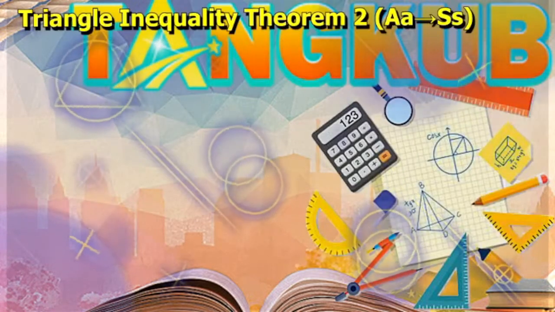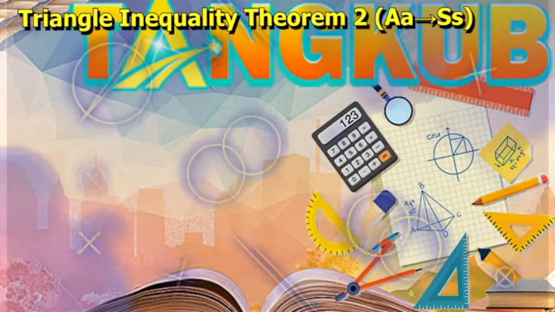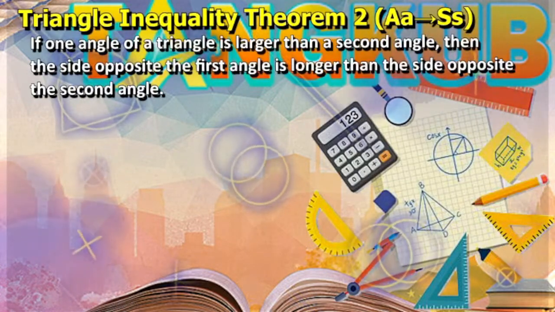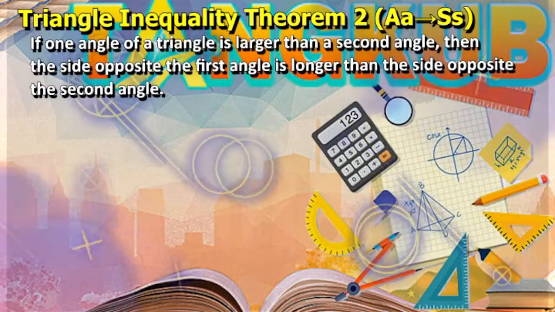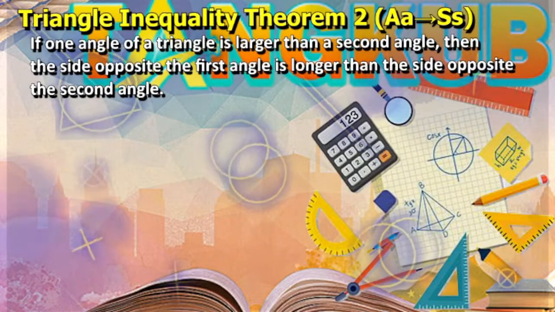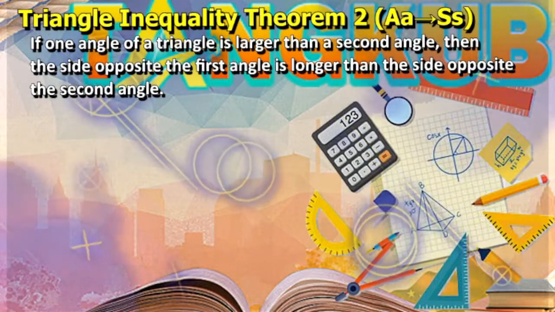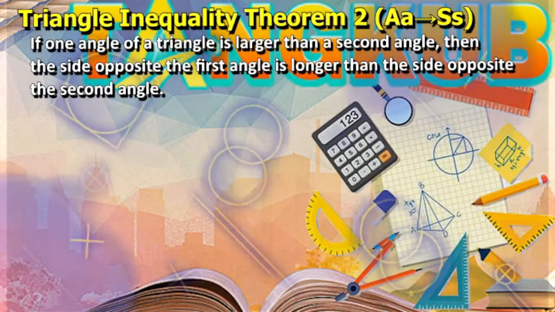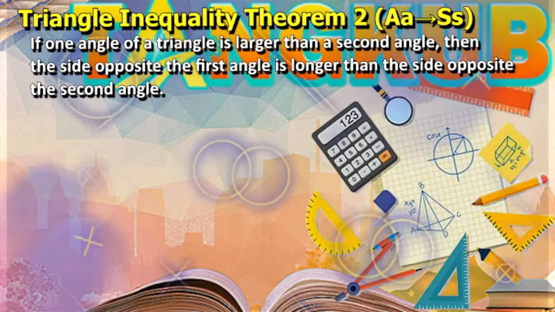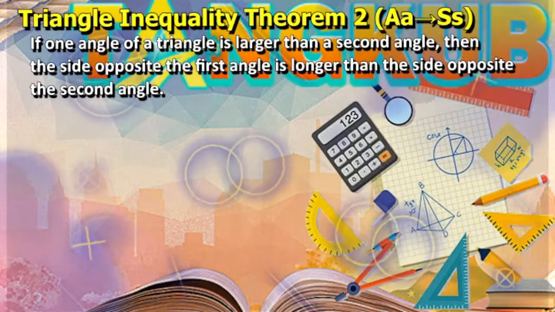Next, we have triangle inequality theorem 2. It states that if one angle of a triangle is larger than a second angle, then the side opposite the first angle is longer than the side opposite the second angle. Now let's prove this theorem.